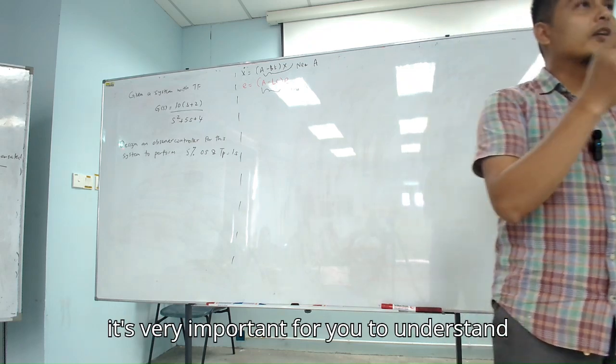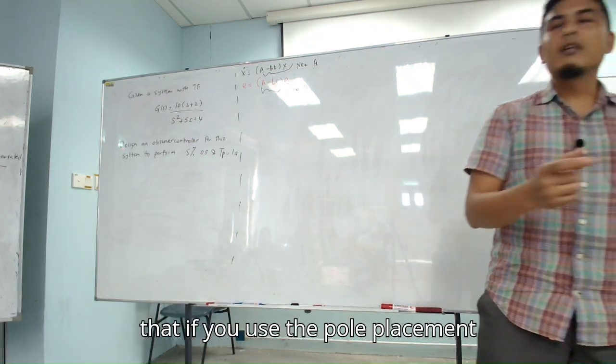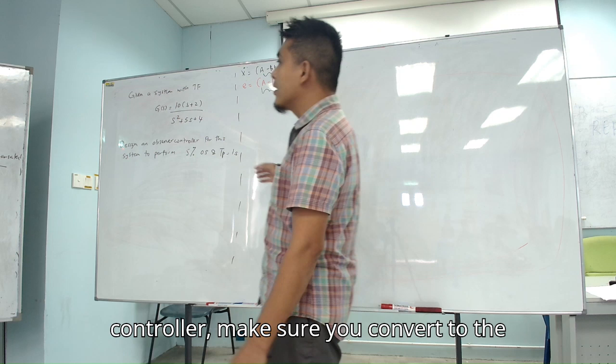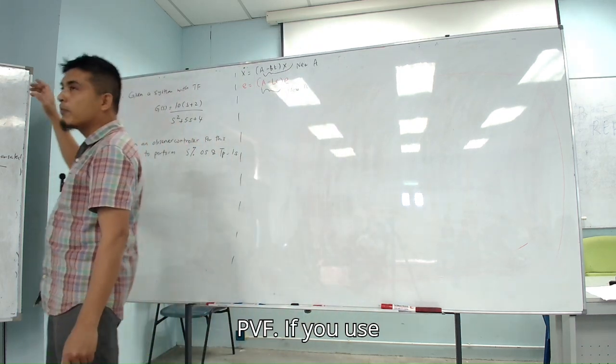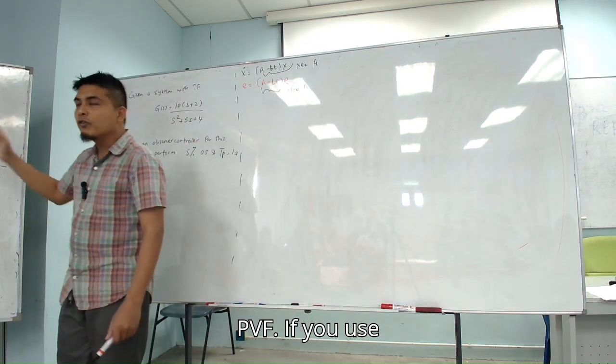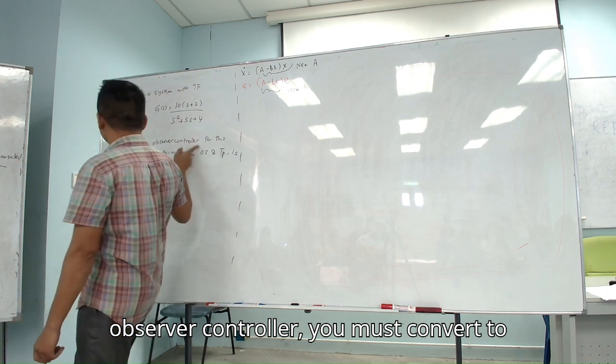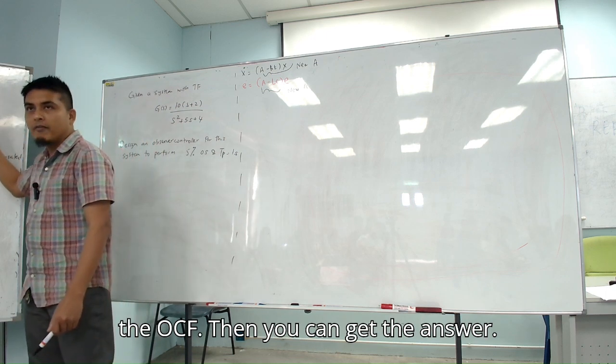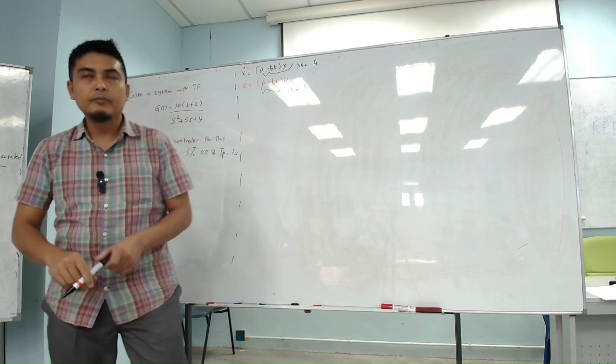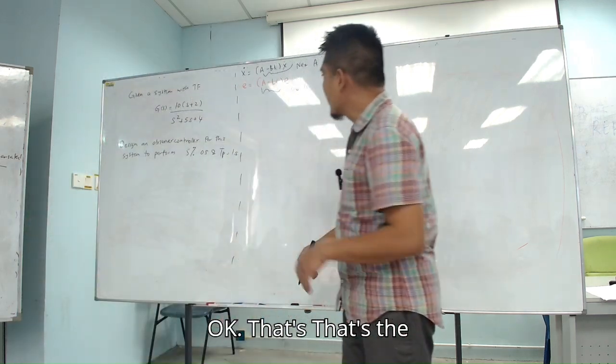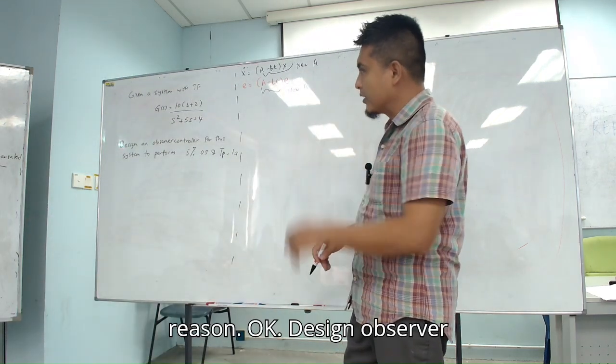So it's very important for you to understand that if you use the pole placement controller, make sure you convert to the PVF. If you use observer controller, you must convert to the OCF. Then you can get the answer. Okay? That's the reason.